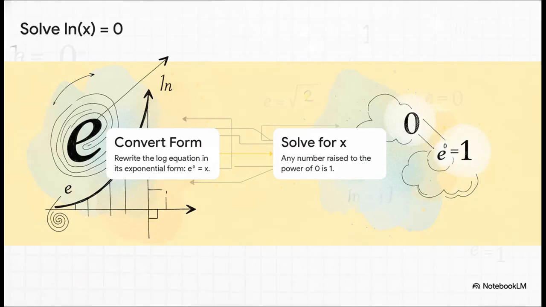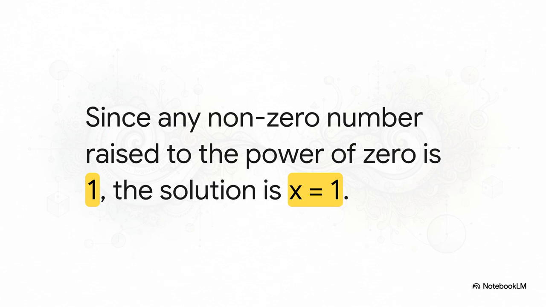For our last one, we're actually solving for x. ln of x equals 0. The trick here, the key to everything, is to get rid of that logarithm. And we do that by rewriting it in its exponential form. Since ln is base e, this equation becomes e to the power of 0 equals x. And we all know that any number, other than 0, raised to the power of 0 is just 1. So our solution is x equals 1. Using that conversion to exponential form is a huge tool for solving these kinds of equations.